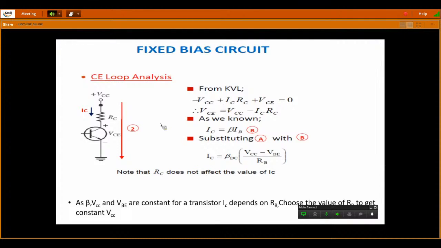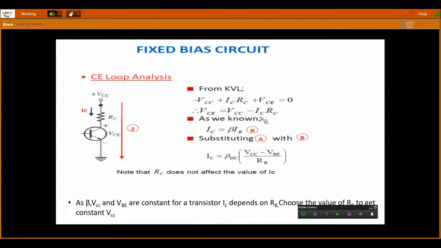Now next we will move to the output loop of the CE configuration or CE amplifier. In the second loop of the CE configuration we have the KVL. When you apply KVL at the output loop, then we have minus VCC plus the drop across the collector resistor RC plus VCE. So minus VCC, plus IC RC, plus VCE, where the collector emitter voltage is the quiescent voltage, the operating voltage. In order to find that, we take VCE equal to VCC minus IC RC.